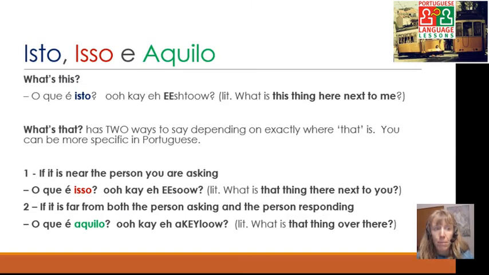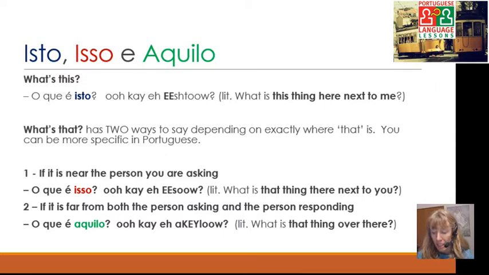And we can be more specific in Portuguese. So I can say, o que é isso? If the thing I'm talking about is near the person I'm asking. What's that thing there next to you? Or if it's far from both the person asking and the person responding, I can say, o que é aquilo? What's that thing over there?